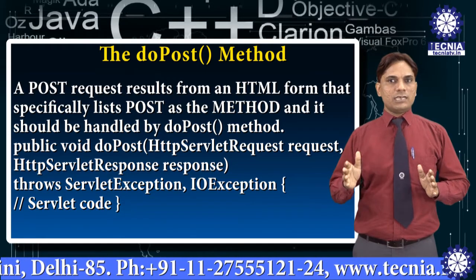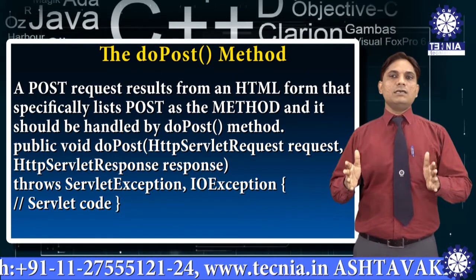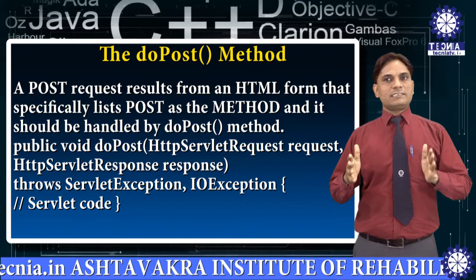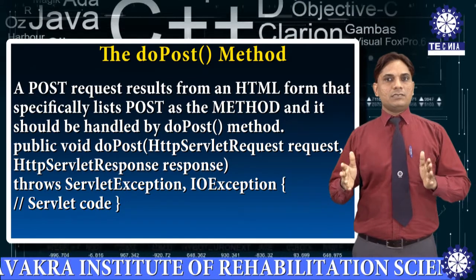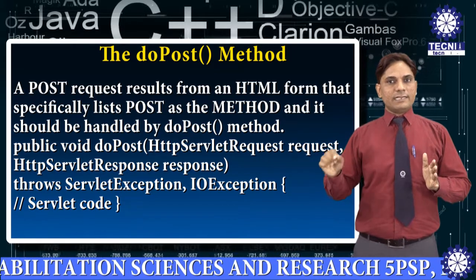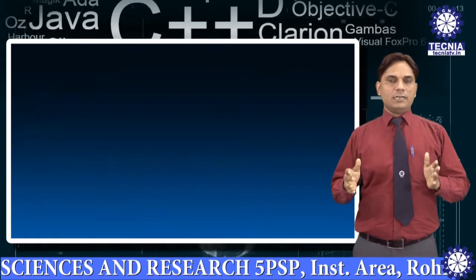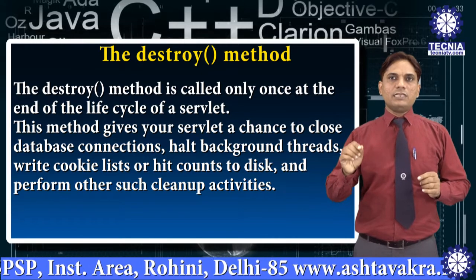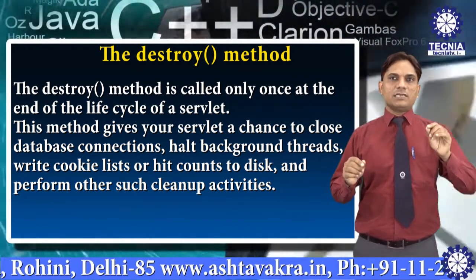public void doPost(HttpServletRequest request, HttpServletResponse response) throws ServletException, IOException { servlet code here } and close the bracket. And the last method is the destroy method. The destroy method is called only once at the end of the life cycle of the servlet.